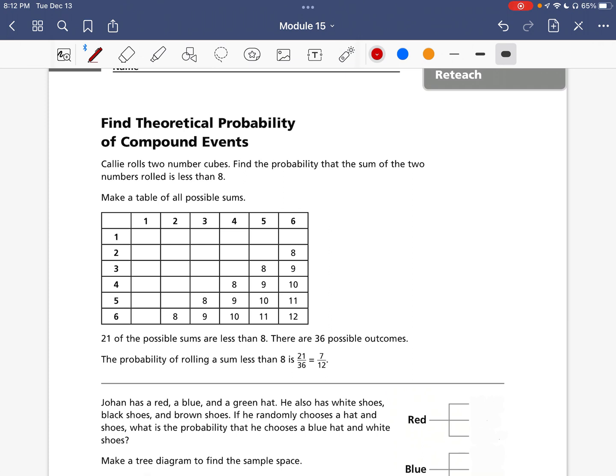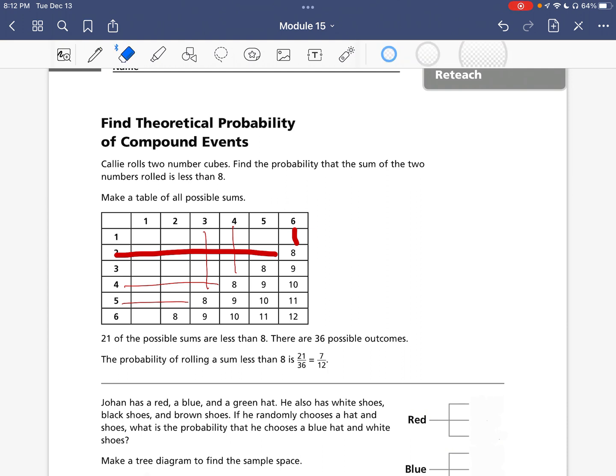So here we have two number cubes. Find the probability that the sum of the two numbers rolled is less than 8. So what they've done is added these up. So like 2 plus 6 is 8. 4 plus 4 is 8. 5 plus 3 is 8. And gotten to the point where they know how many have sums less than 8.